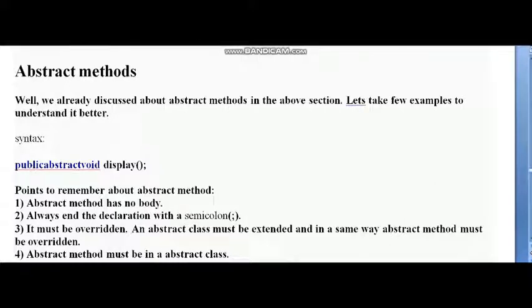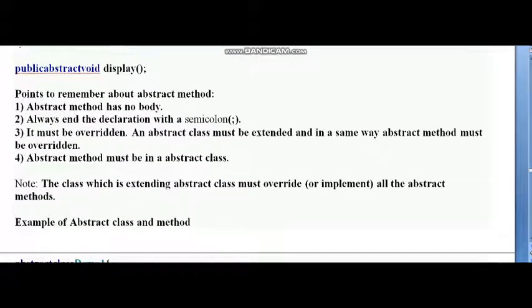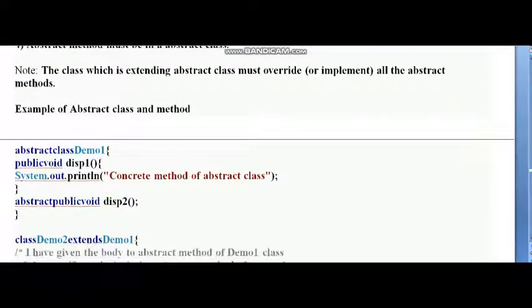Let's take a few examples. Public abstract void display. Points to remember: an abstract method has no body. I told you that this is the only signature part. The implementation should always be in a different class, and the declaration ends with a semicolon. That's pretty much basic stuff.